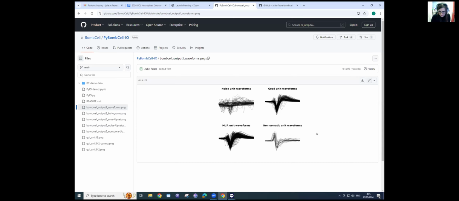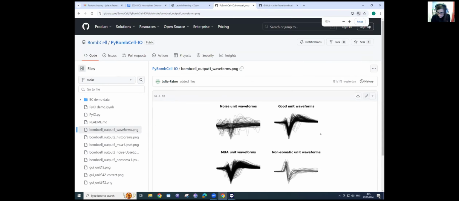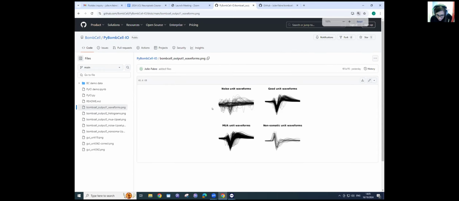And what you can hopefully see in this example, I'm trying to zoom in, that's a bad idea, is there's a lot of stuff that's being removed by the noise unit. That does seem reasonable. None of these really look a lot like a normal, traditional, nice neuronal somatic unit. You can also see in the non-somatic, they have this very characteristic shape that does correspond to non-somatic units.